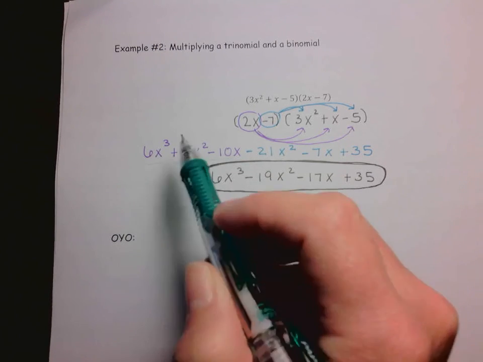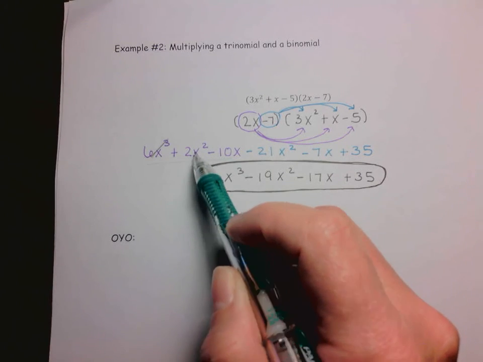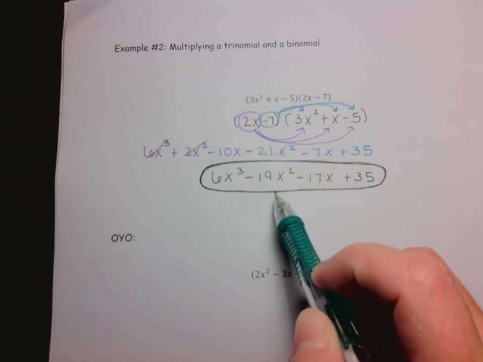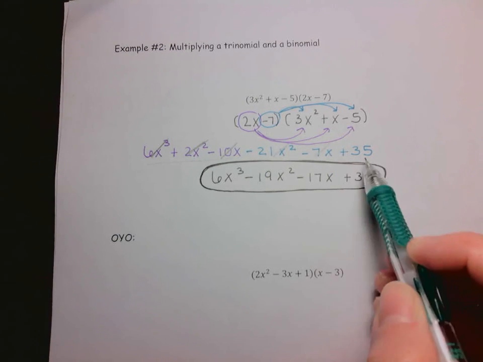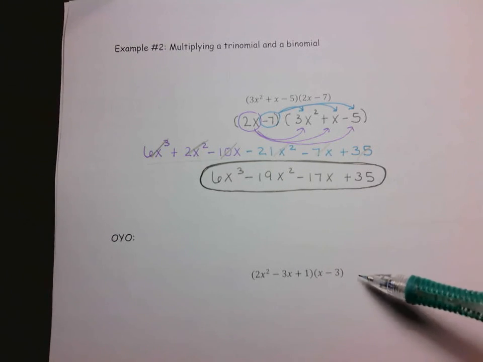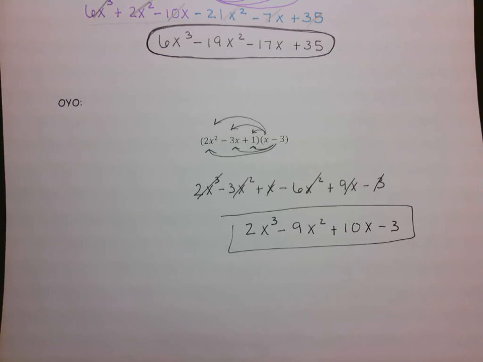I have a 6x to the third, which I cannot combine with anything. And then I'm going to combine this 2x squared with negative 21x squared, and I get negative 19x squared. Then I combine negative 10x with negative 7x, and then finally I just bring down the 35, and there's my final answer. So go ahead and practice and multiply this trinomial with this binomial. And here's your answer. And make sure your answer is always in standard form at the end.